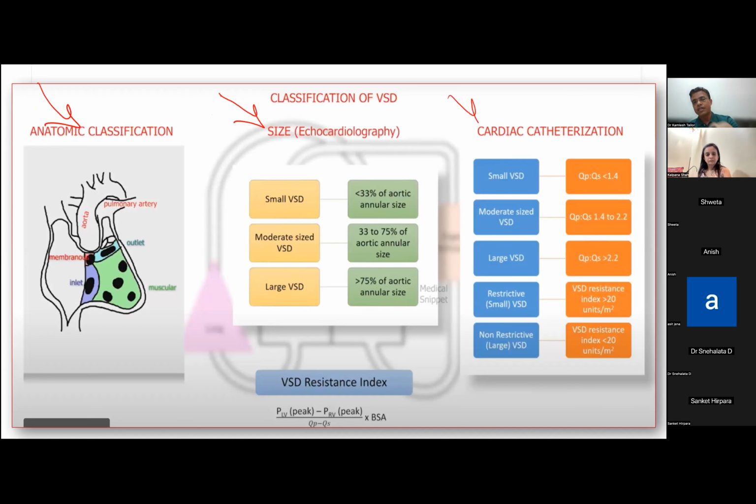The last classification, which is not very routine, depends on the cardiac cath, where they calculate QP:QS.